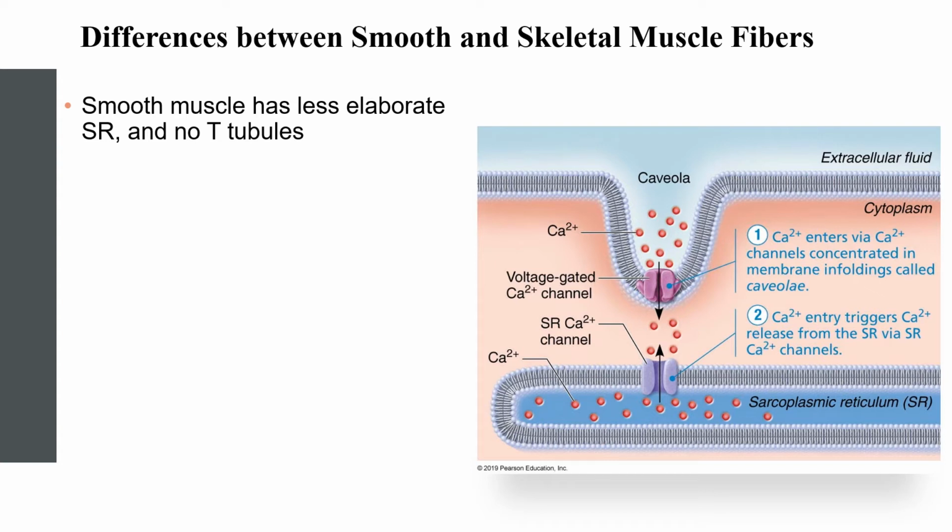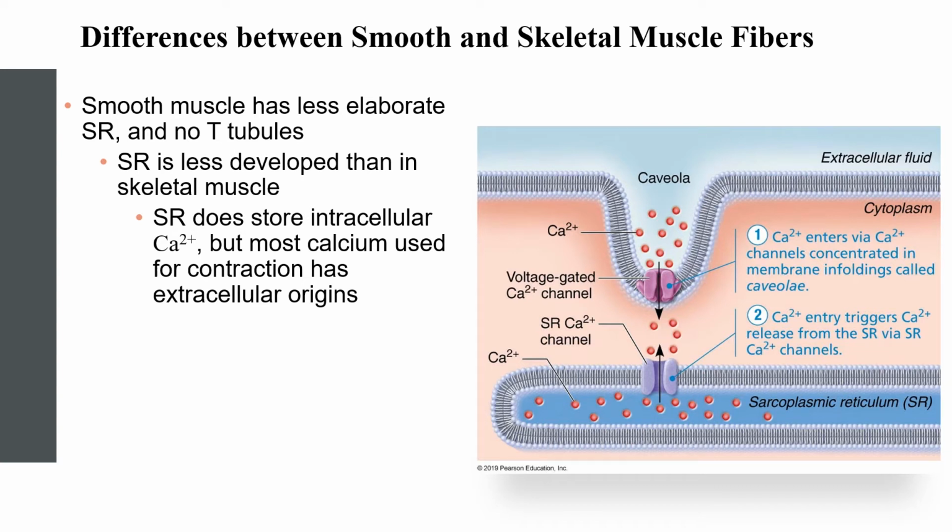And the smooth muscle is going to have a much less elaborate sarcoplasmic reticulum. There are no T-tubules. There are not these terminal cisterns that we have in the skeletal muscle. So the sarcoplasmic reticulum is much less developed than in the skeletal muscle. We do have a sarcoplasmic reticulum, and that is where calcium is going to be stored, but it is going to be quite different.